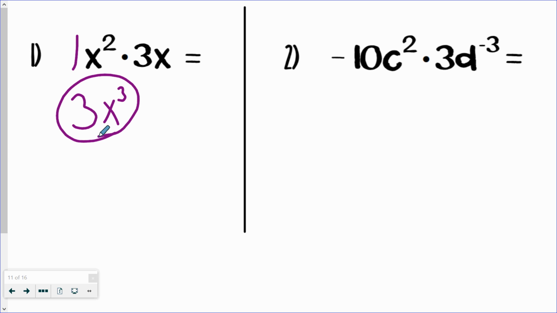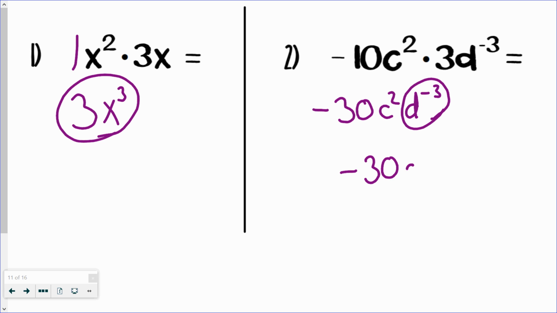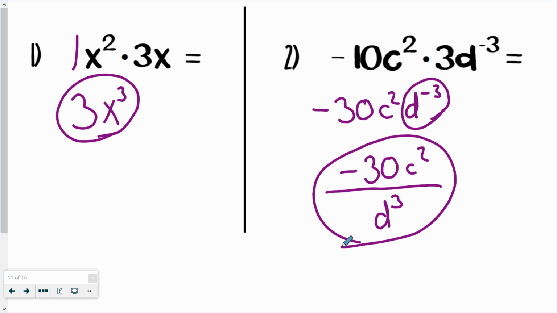Problem number 2, we have to do in a couple steps. So I know that negative 10 times 3 is going to be negative 30. So first I'm going to say I have negative 30 c squared d to the negative third power. Then this d to the negative third power, it drops into the denominator. So my final answer is negative 30 c squared over d to the third power. Anytime I have a negative, it goes into the denominator. If it's part of the denominator, it goes up.